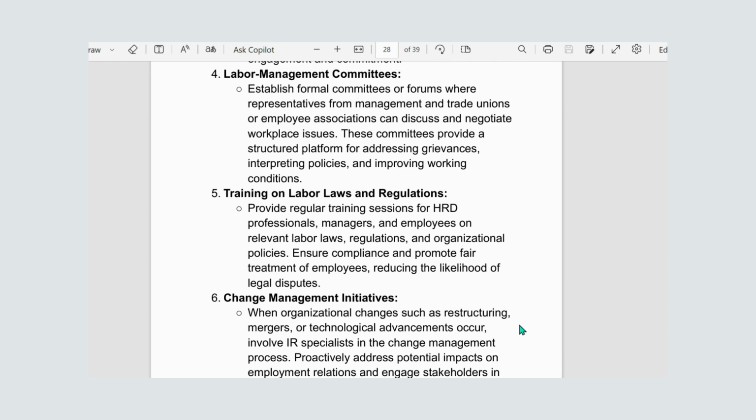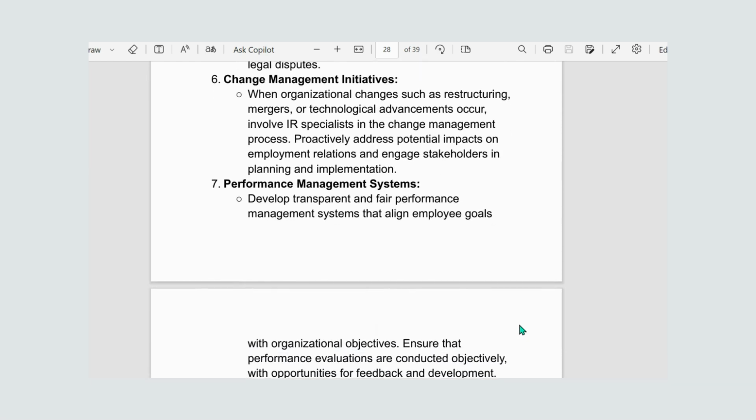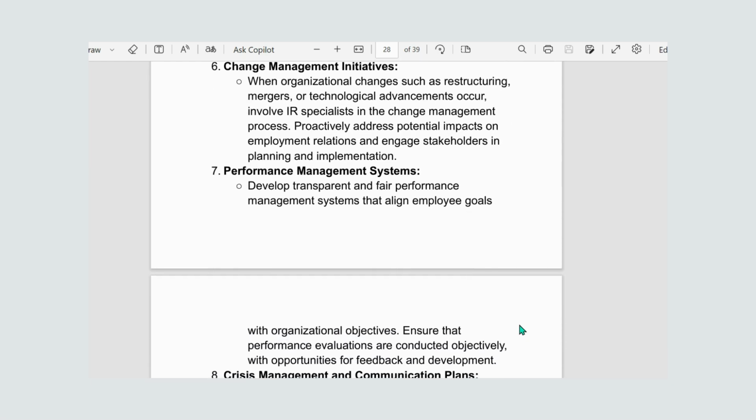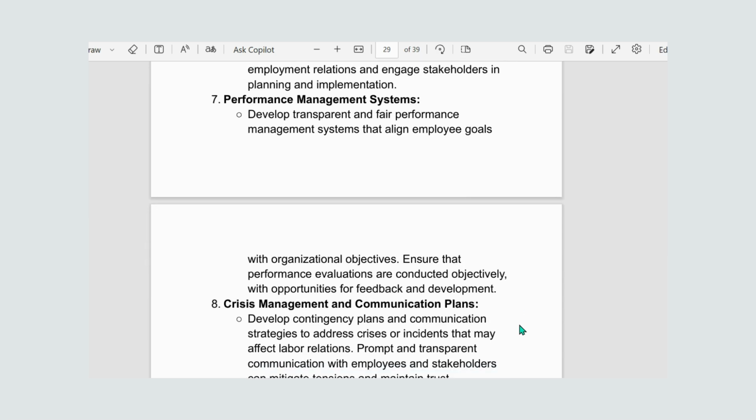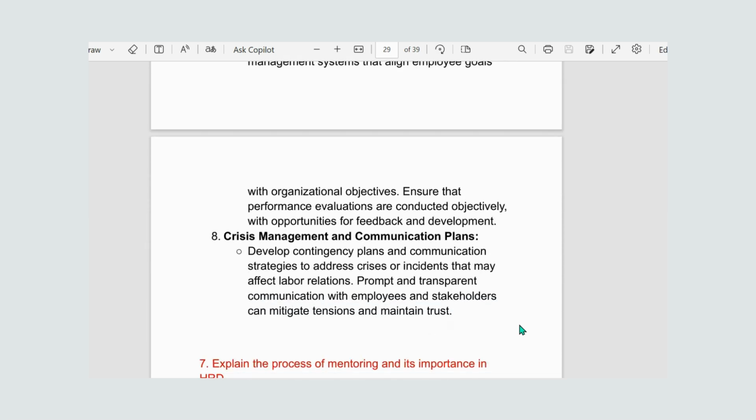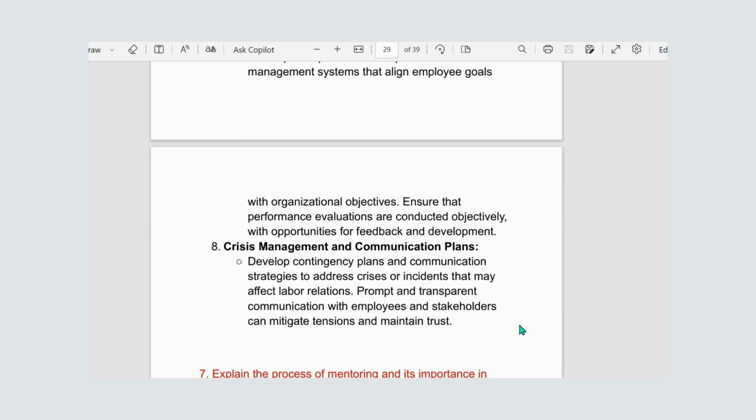Then comes the change management initiatives, which help in proactively addressing potential impacts on employment relation and engage stakeholders in planning and implementation. Also, performance management system has some key impact on it, which ensures that performance evaluations are conducted objectively, and crisis management and communication plans also help the employees and the stakeholders to have transparent communication between them.